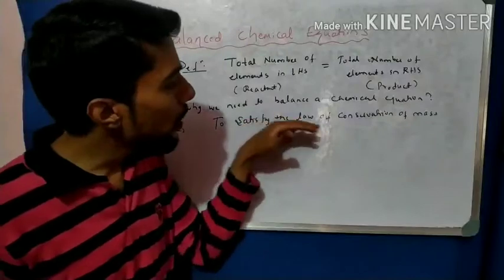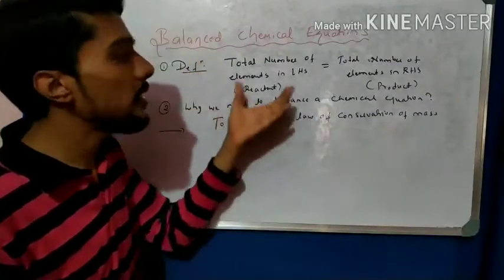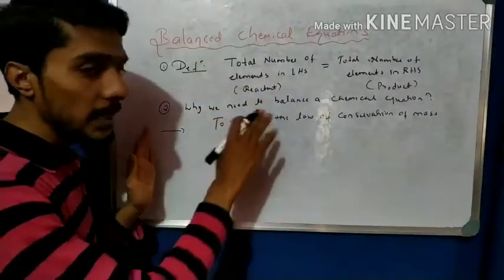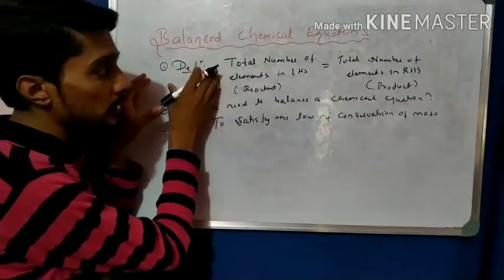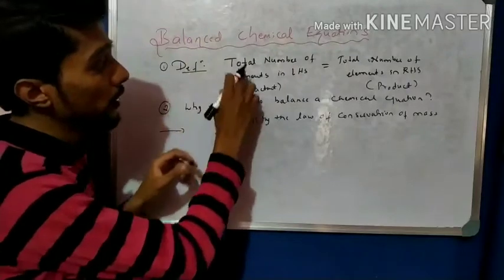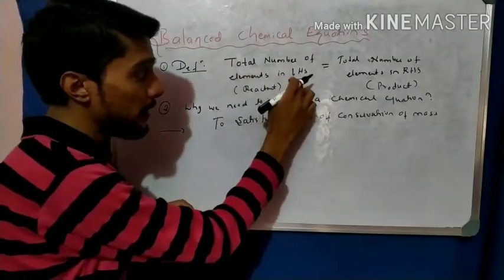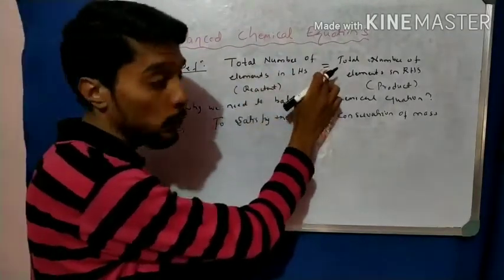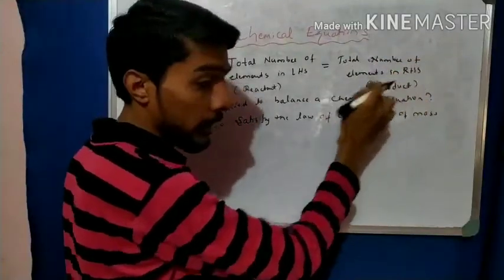So to satisfy the law of conservation of mass, we have to balance the chemical equation. Okay, so again I summarize it. What is the definition of a balanced chemical equation? The equation is said to be a balanced chemical equation if the total number of elements in the LHS reactant side is equal to the total number of elements in the product side.